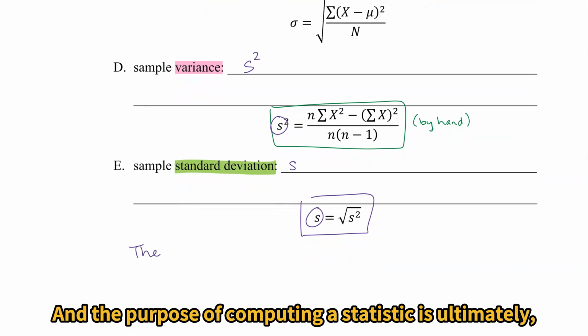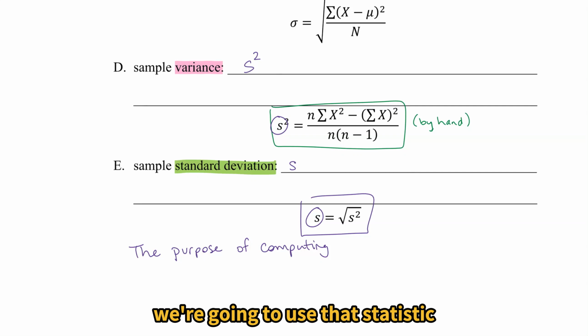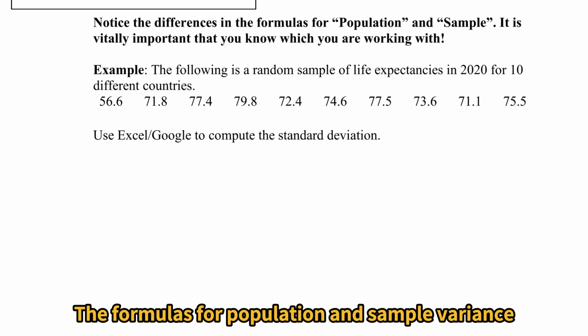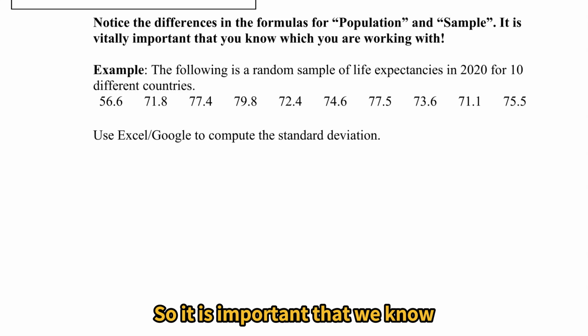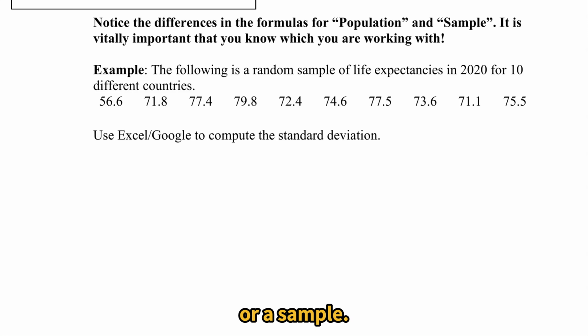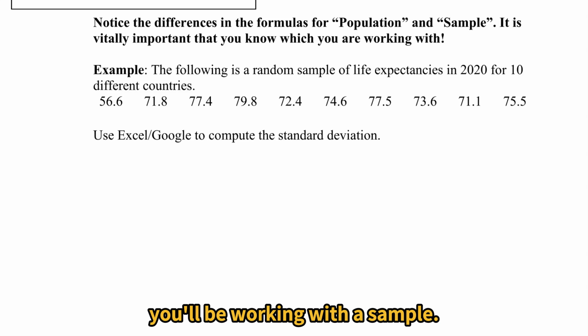And the purpose of computing a statistic is ultimately, other than just to summarize our sample data, we're going to use that statistic to estimate a parameter. The formulas for population and sample variance are very different, so it is important that we know whether we're working with a population or a sample. The vast majority of the time, you'll be working with a sample.